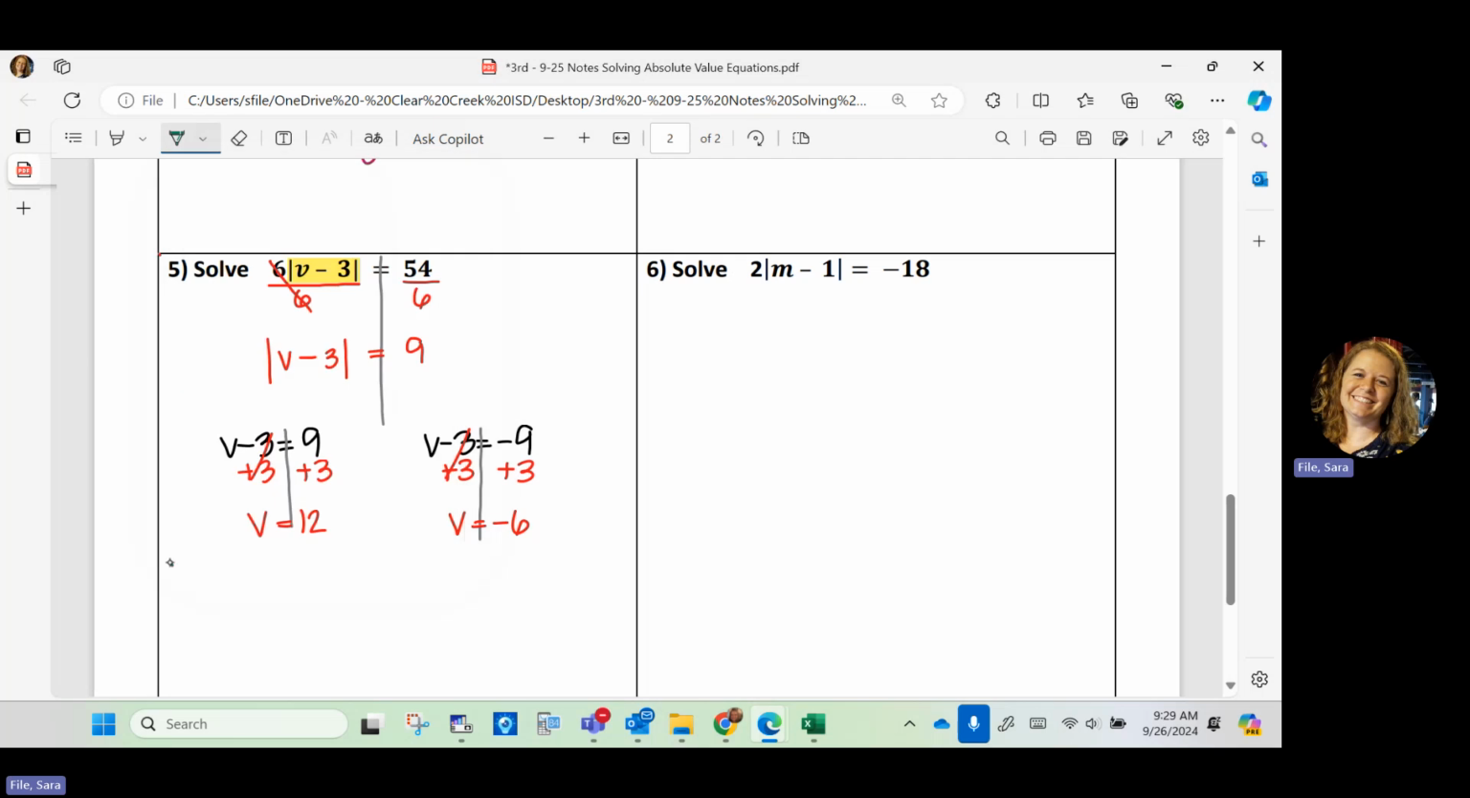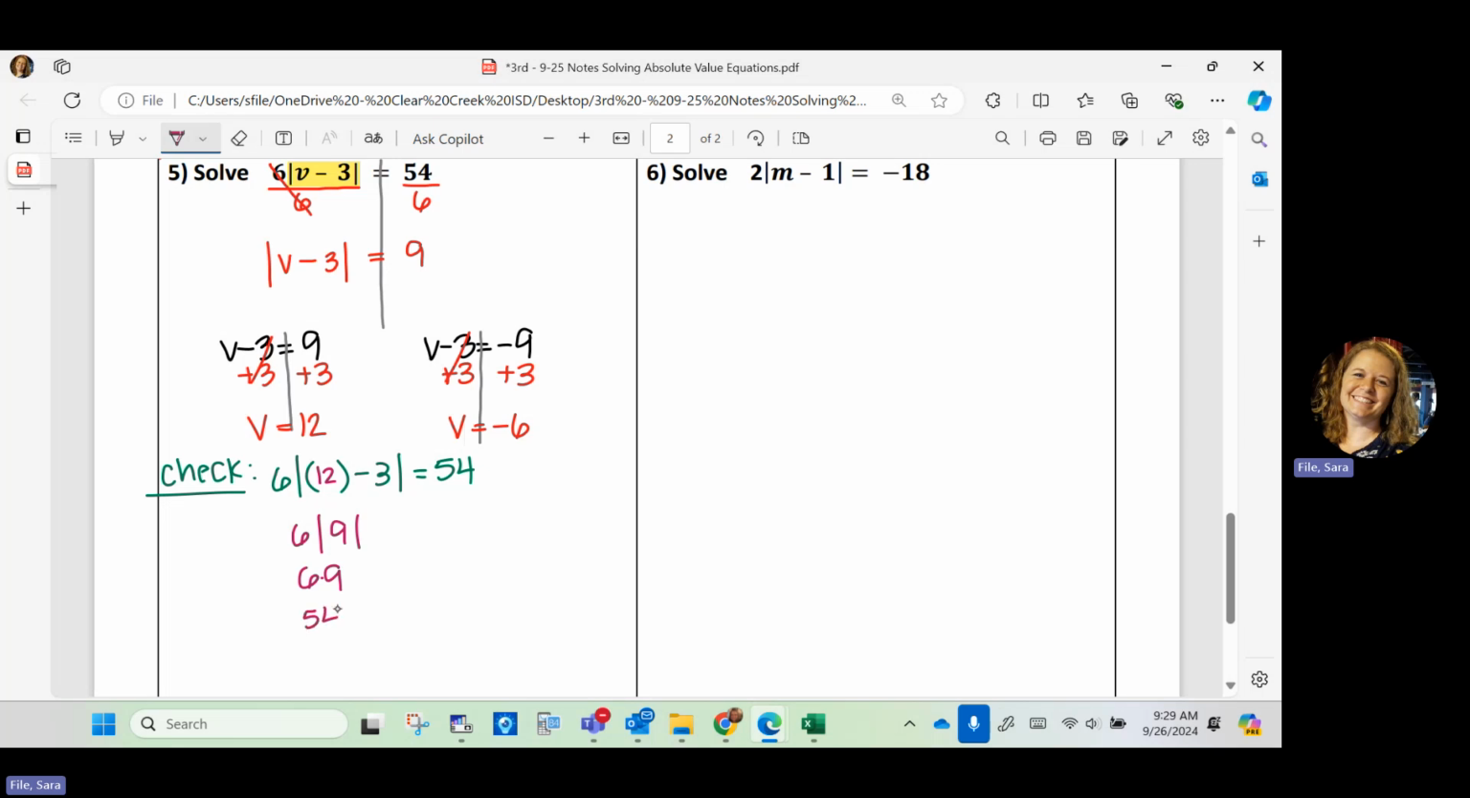Now I can check to make sure both of those work, make sure I didn't make any mistakes anywhere. So 6 times the absolute value should come out to equal 54. I'm checking first 12. Inside, we do inside first. 12 minus 3 is 9. So we have 6 times the absolute value of 9. The absolute value of 9 is 9. So it's just 6 times 9. And 6 times 9 is indeed 54. That's what it was supposed to equal. It checks out.